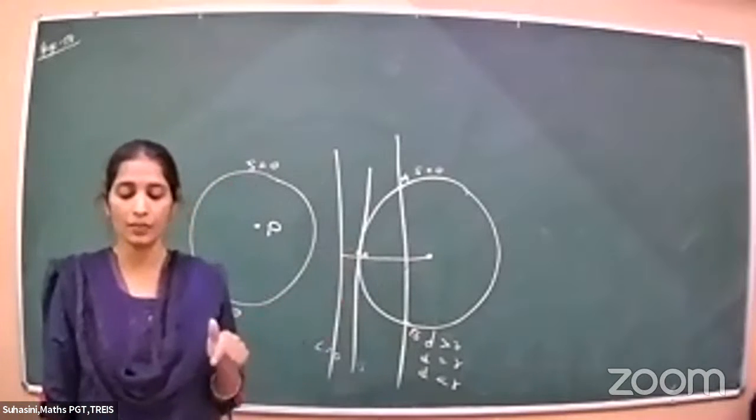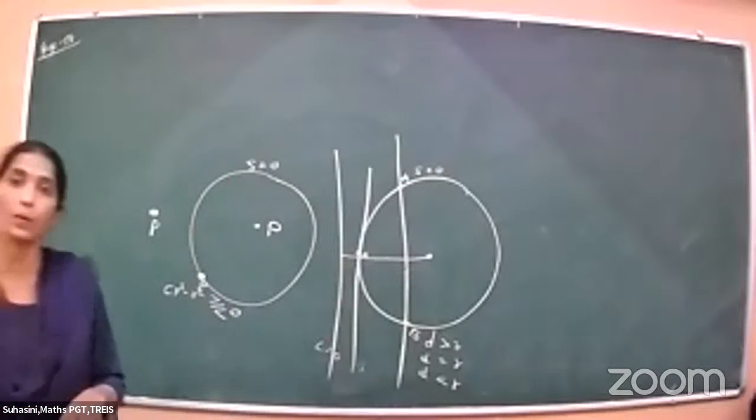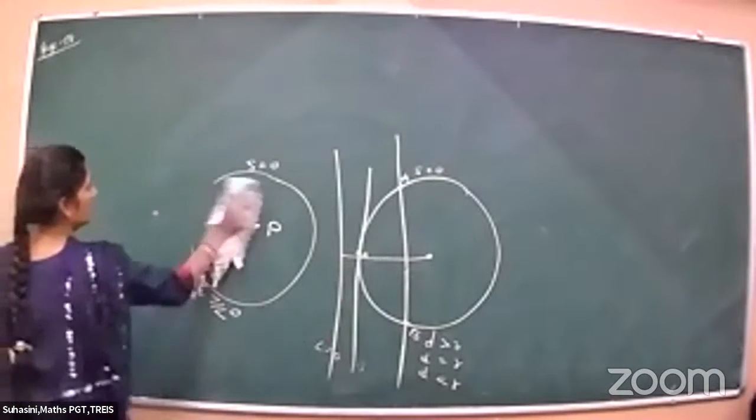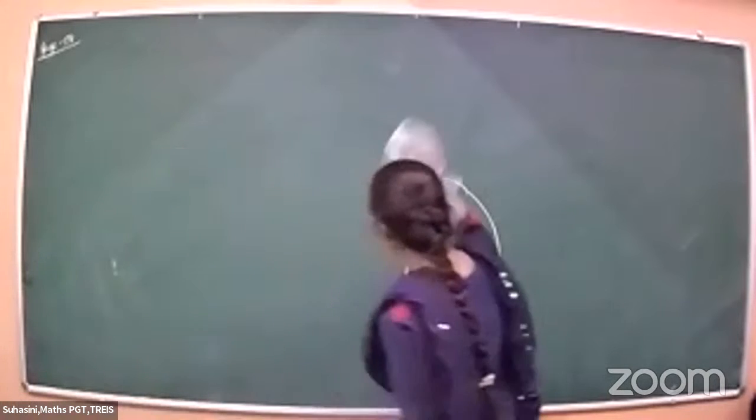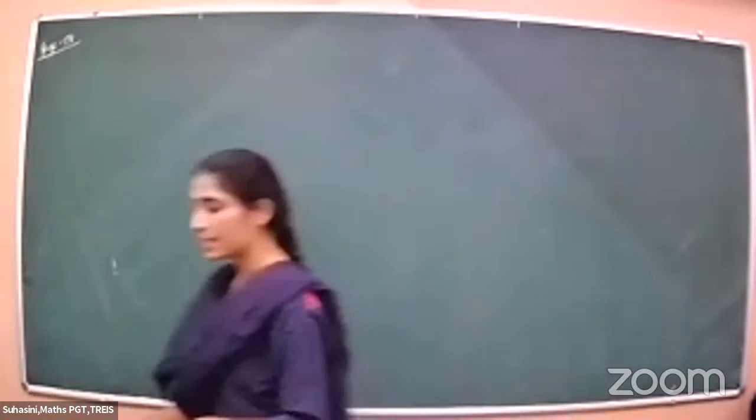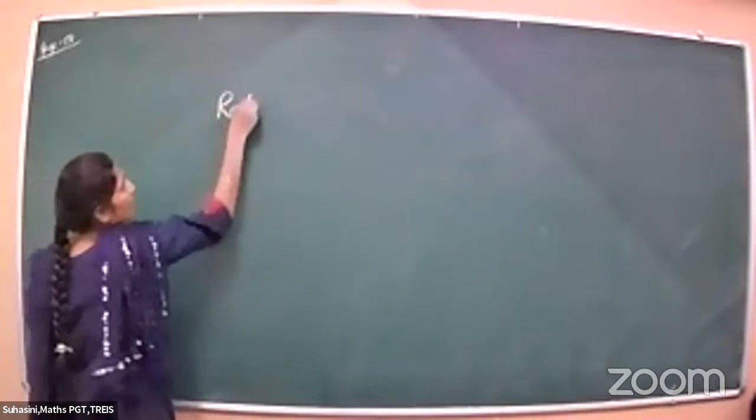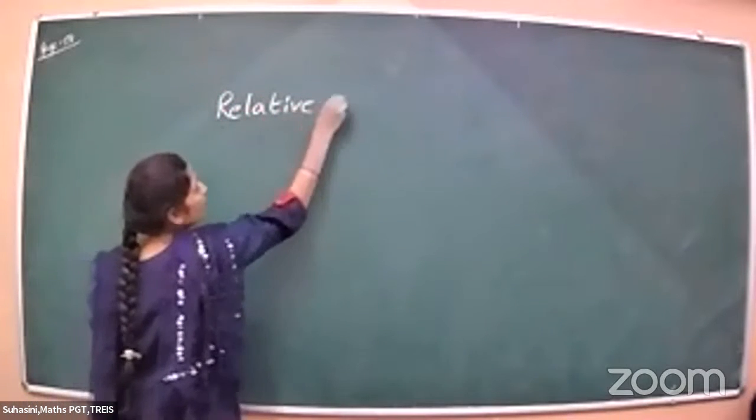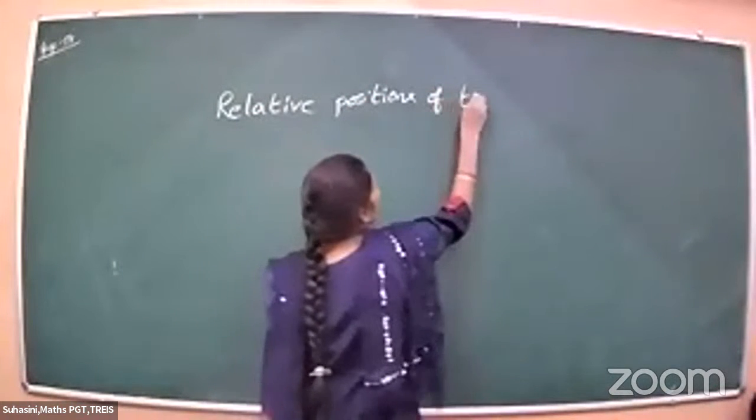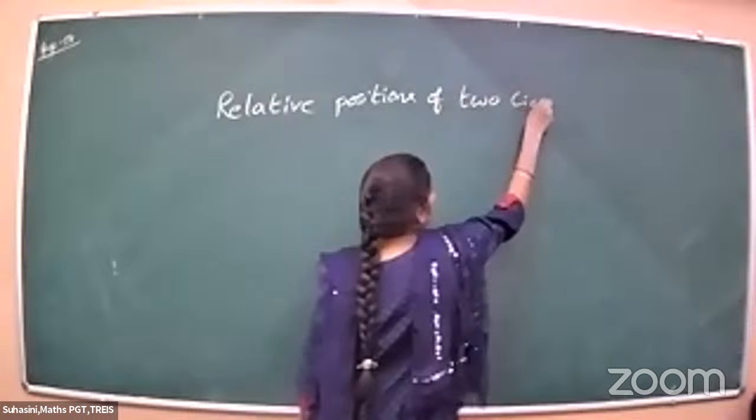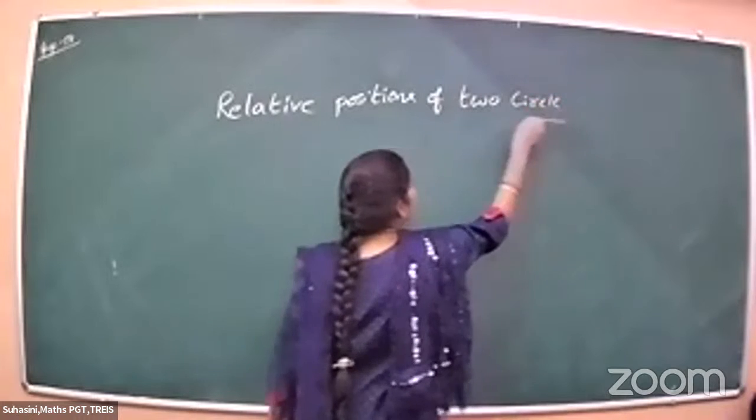Now, in this session we try to get the geometric interpretation of the relative positions of the circles. So far, we considered one circle with a point, and one circle with a line. Now, let us discuss the relative positions of 2 circles.